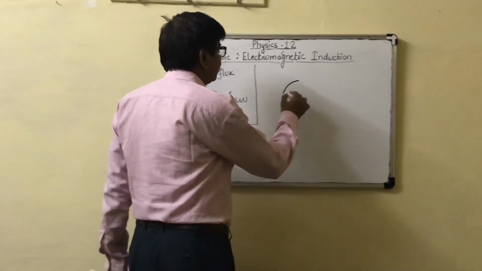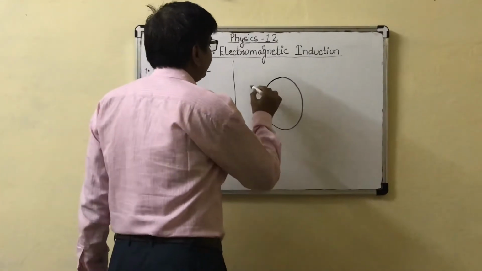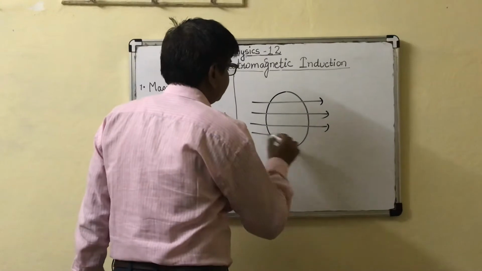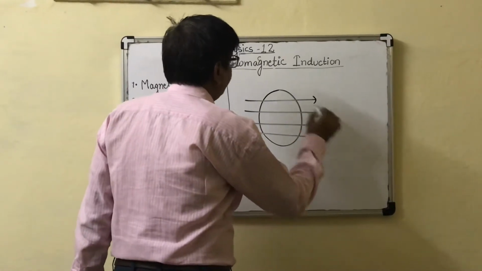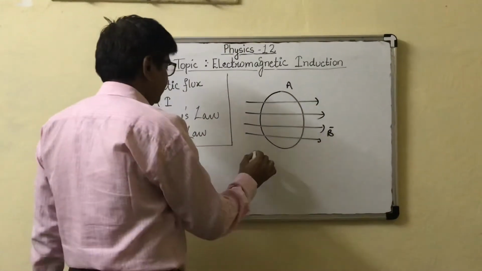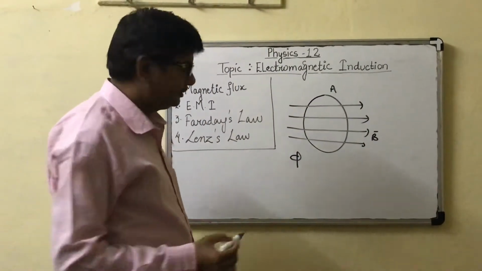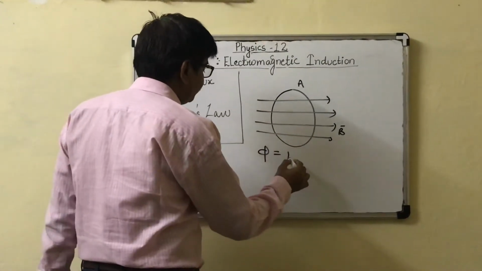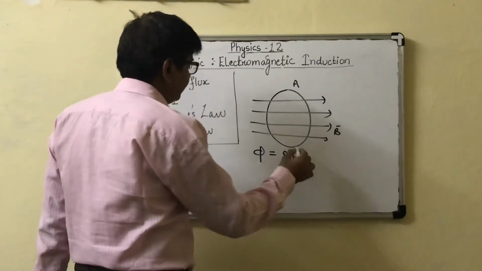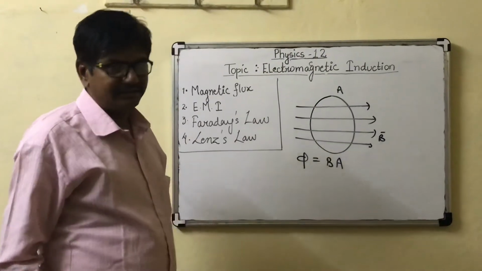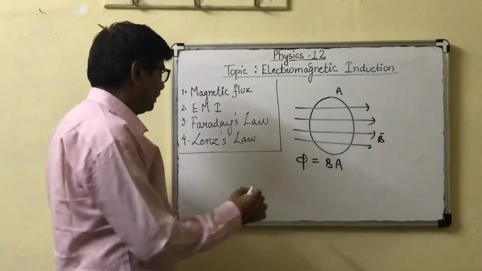Suppose this is a surface, and magnetic lines of force are passing through it. With magnetic field denoted B and area A, the flux is represented by phi. Phi is equal to BA. B means magnetic field, A means surface area.